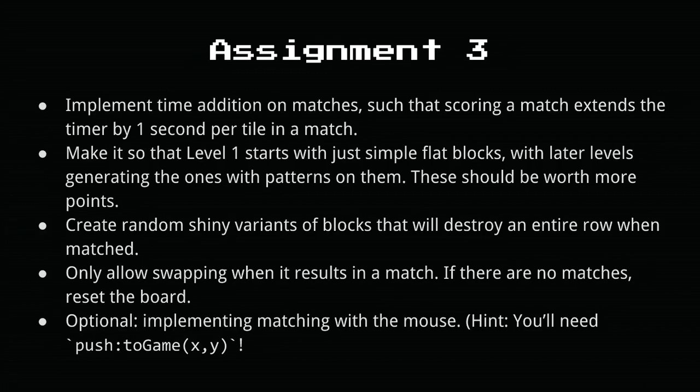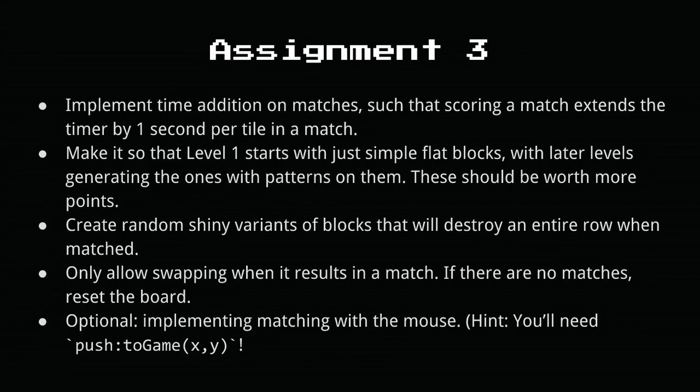Create random shiny variants of blocks that will destroy an entire row when you get a match. So a block should have some field, shiny or something. If it's shiny, render it with something to make it look shiny. You can use a particle effect if you want. You can put a very transparent, maybe yellowish or whitish rectangle on it to give it a brighter look. And then if it's in a match, the entire row should get cleared instead of just that match.